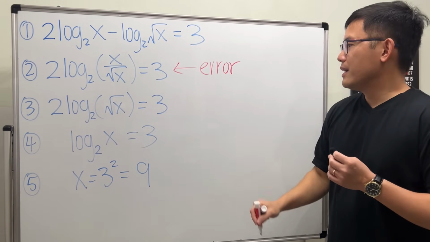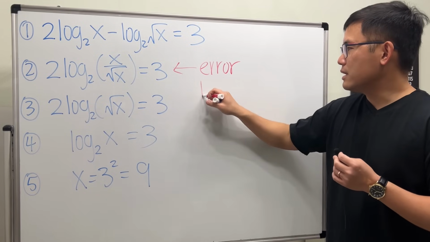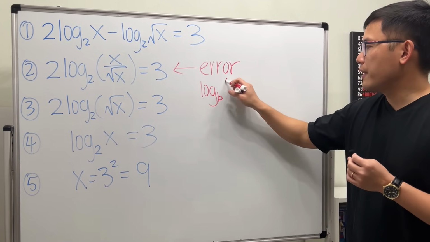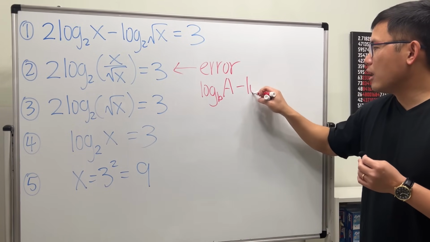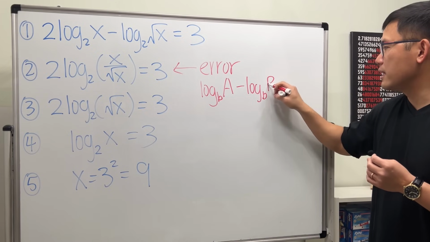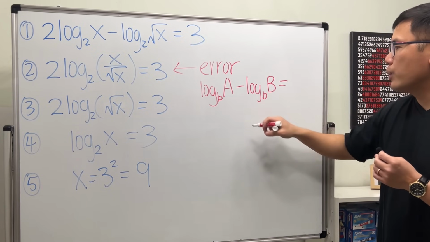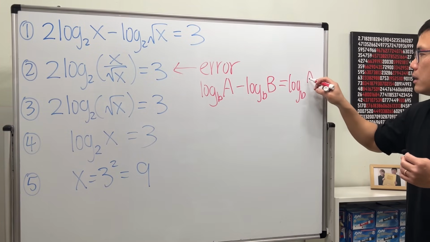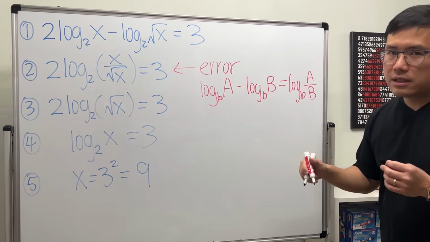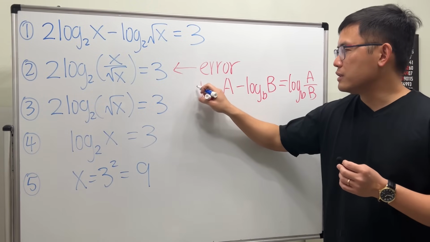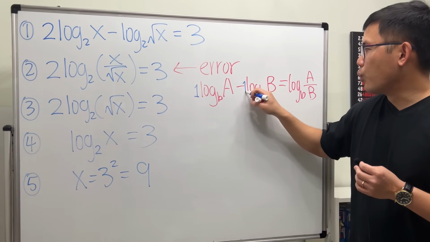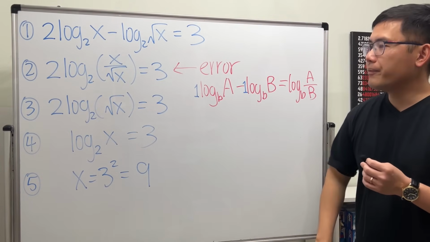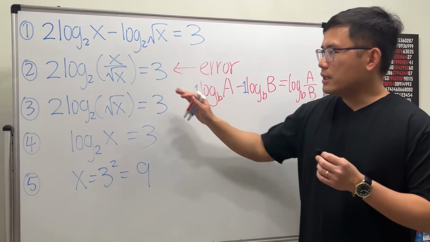I would like to just remind you guys, we can only combine when we have log base b of something, let's say a, minus log base b of something else, let's say capital B. This is equal to log base b of a over B, under the condition that the coefficient here is 1, likewise here is 1, but here we have 2, so that is not correct, all right? Okay, so let's just ignore that.